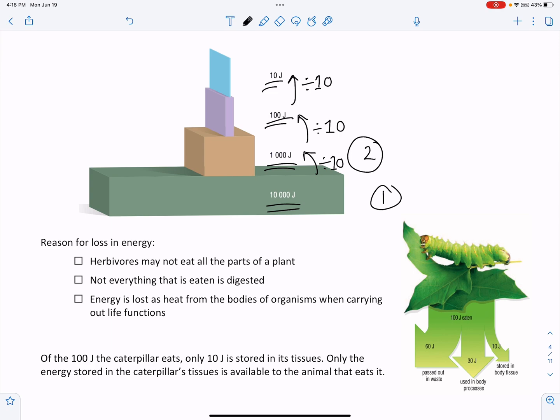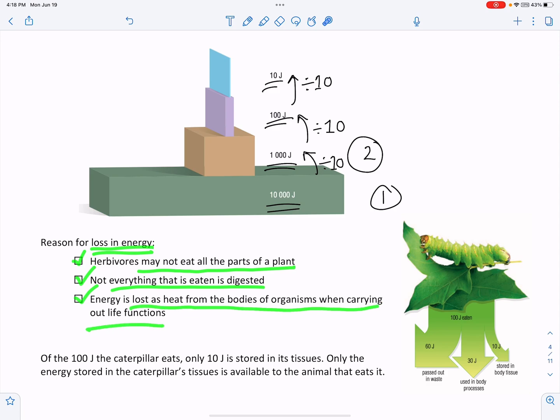Why do we only have 10% available? Well, the reason why is because there's loss in energy. Some of these herbivores, organisms that eat plants, may not eat the entire part of a plant. They may only eat the fruit or the leaves. Not everything they eat is digested, and sometimes energy is lost in the form of heat from the bodies of the organisms when carrying out their life functions.